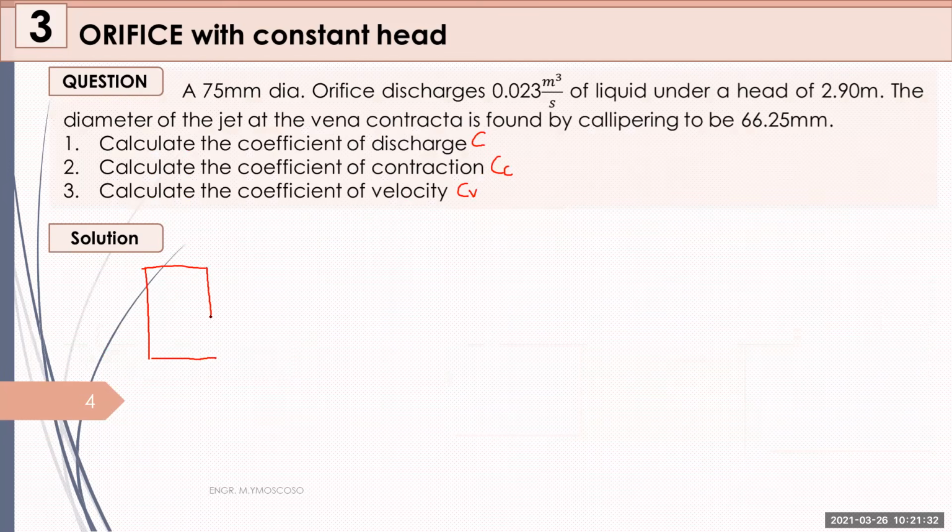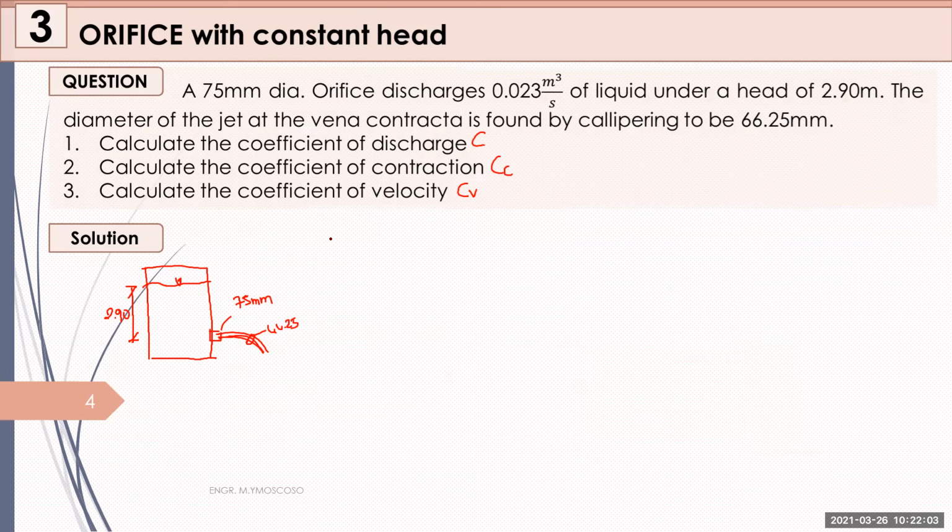So sabi niya meron daw tayong tangke. And then you have an orifice na meron tayong 75 mm diameter. Tapos meron tayong diameter ng jet natin or ng ating vena contracta as 66.25 mm. And you have a head which is the water level natin galing sa taas papunta sa center of your orifice. And that is considered as 2.90.